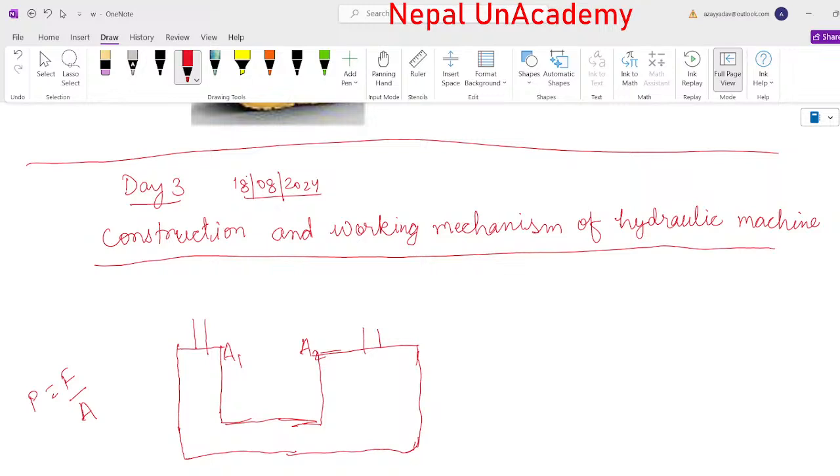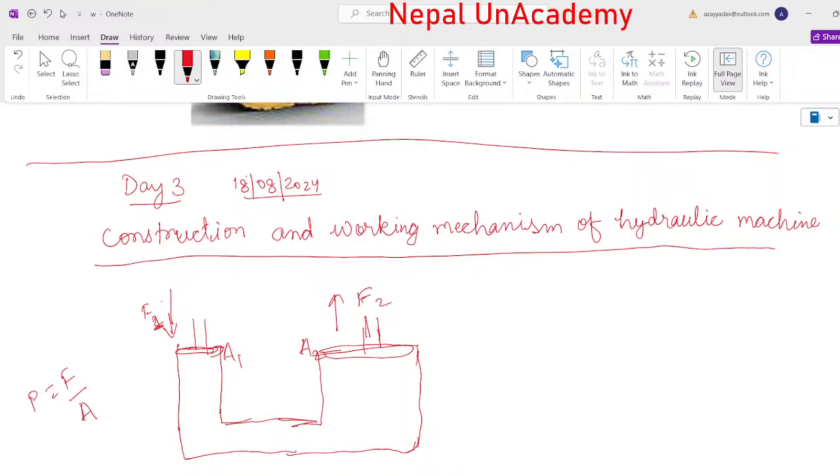And F2 is the outward force produced by the larger piston when the force F1 is applied on the smaller piston. So let's say this is the small piston with cross-sectional area A1, and the larger piston has cross-sectional area A2. Now it is telling that the upward force coming through the larger piston is F2, when force F1 is applied downward on the smaller piston. So it is F1 and here is F2.